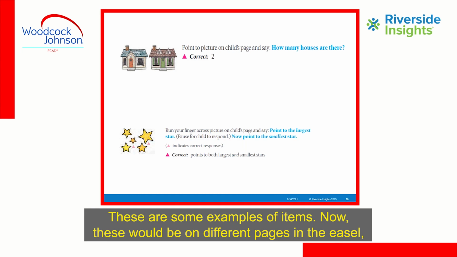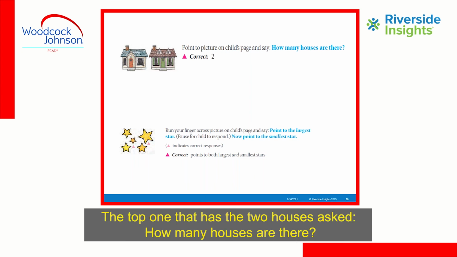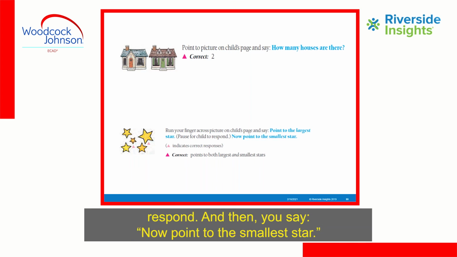These are some examples of items. Now, these would be on different pages in the easel, allowing the student just to focus on one item at a time. The top one that has the 2 houses asks, how many houses are there? The item on the bottom says, point to the largest star, and you pause for the child to respond, and then you say, now point to the smallest star.